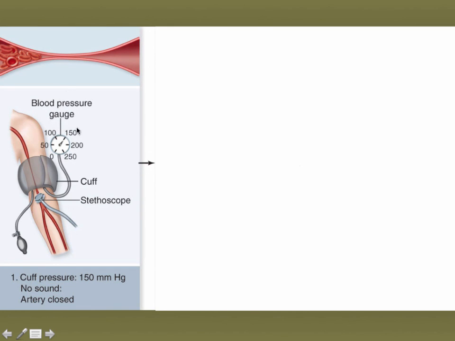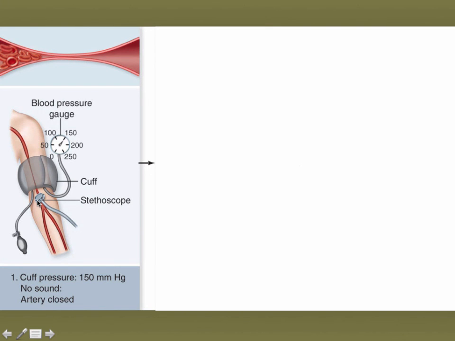If you inflate the blood pressure cuff to, say, 150, which is pretty high, there's not going to be any blood moving through that brachial artery anymore. So it's going to completely seal off that artery for blood flow. What the nurse is then going to do is start to release the pressure in the blood pressure cuff while at the same time listening with a stethoscope.